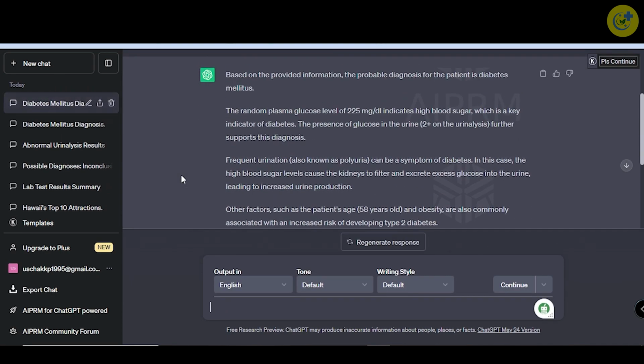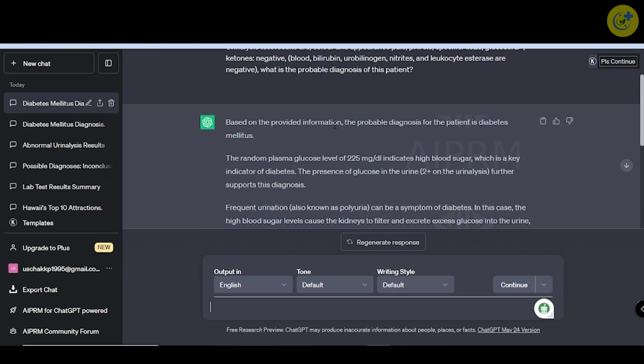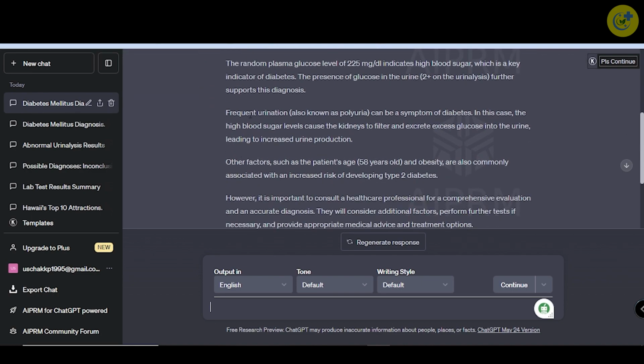Great. So based on the provided information, the probable diagnosis for the patient is diabetes mellitus. The random plasma glucose level of 225 milligrams per deciliter indicates high blood sugar, which is a key indicator of diabetes. The presence of glucose in the urine, 2 plus on the urinalysis, further supports this diagnosis. Frequent urination, also known as polyuria.